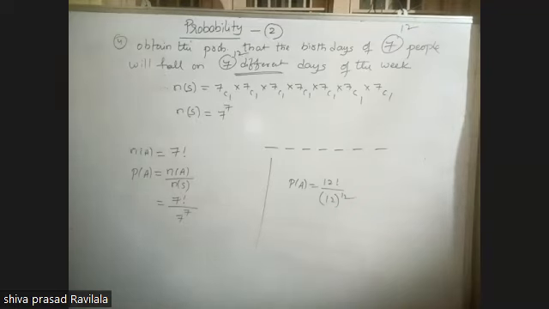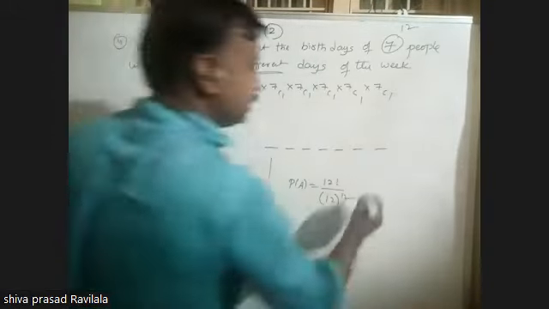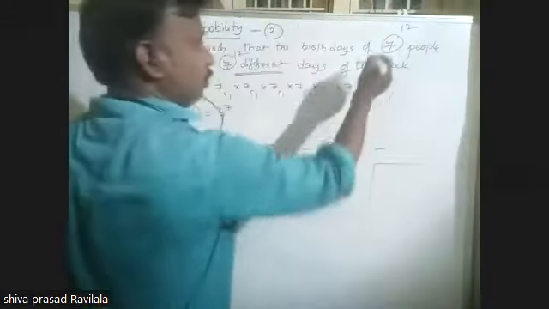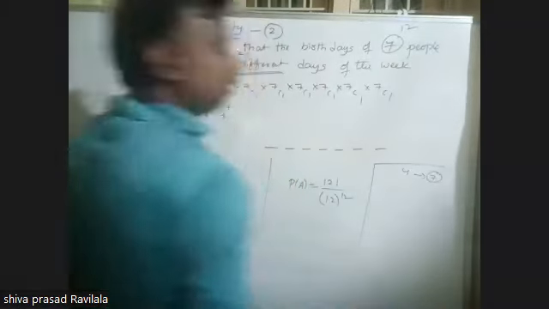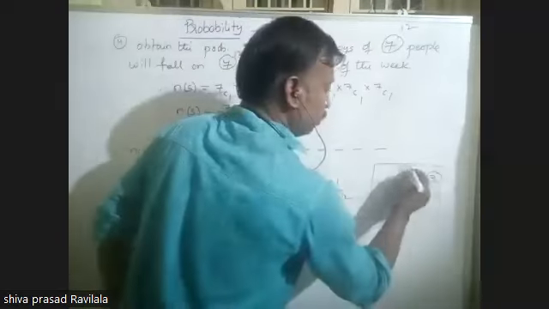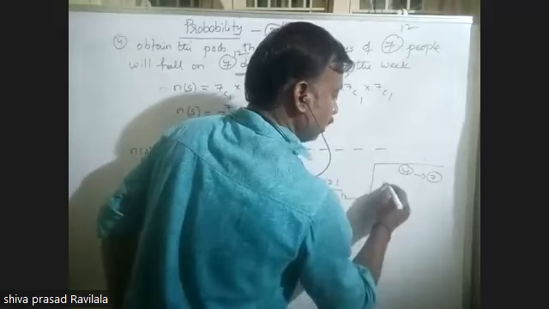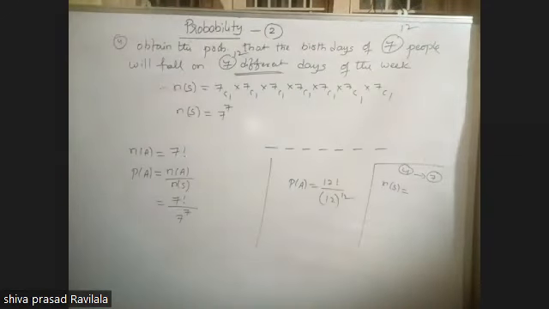For example, they may give 4 people or 5 people, less than 7. For example, 4 people, the same condition. Here also the same. In this condition, I mean less than 7, n of s is equal to what? N of a is equal to what? And n of s is equal to what?